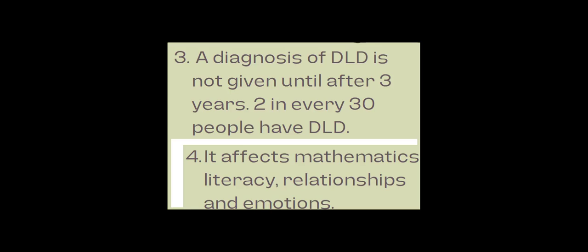Approximately 2 children in every class of 30 will have developmental language disorder. DLD is a lifelong disorder, but it changes over time and progress can be made. It's not usually given as a diagnosis before a child is 3 years of age. One of the most reliable early signs of DLD is difficulty in comprehending language.